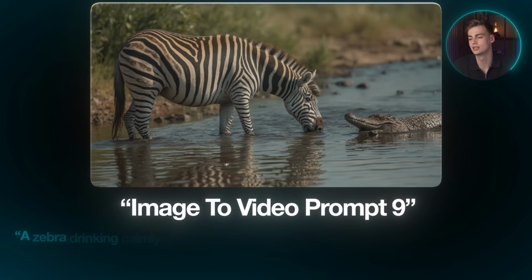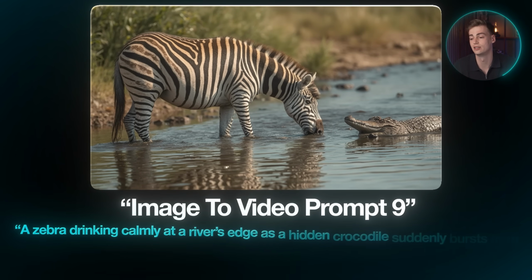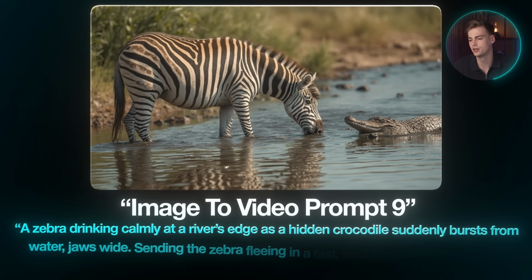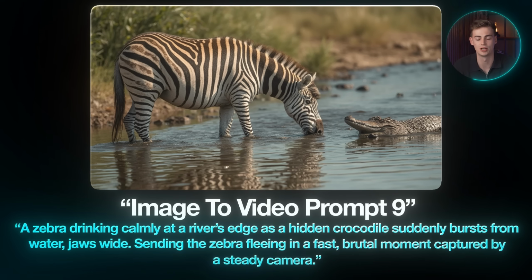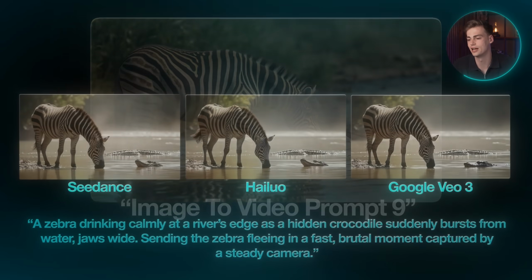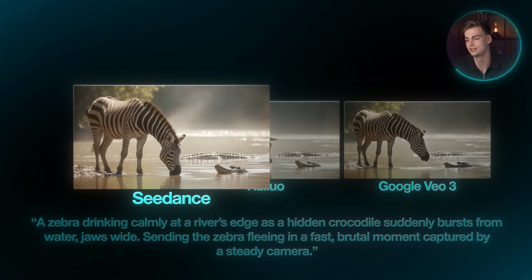Okay, this next image, which is number 9, is a zebra drinking calmly at a river's edge as a hidden crocodile suddenly bursts from the water, jaws wide, sending the zebra fleeing in a fast, brutal moment captured by a steady camera. I am very interested in how good Seedance is with this one. Damn, that zebra is thirsty.